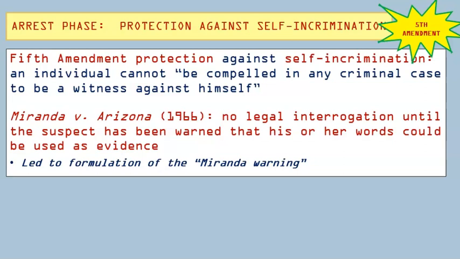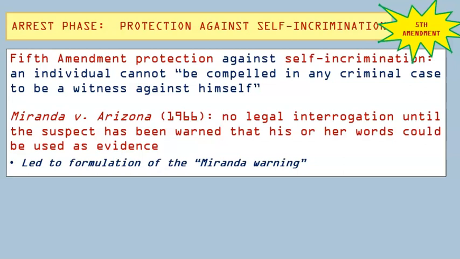And so in Miranda versus Arizona, that's when they created the Miranda card that some of the police carry around with them, some of your newer police officers, and then some have it memorized and some can quote it, and it doesn't have to be verbatim, but there's no legal interrogation allowed until the suspect has been warned that his or her words could be used as evidence.